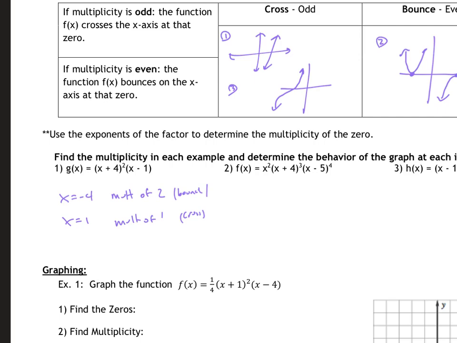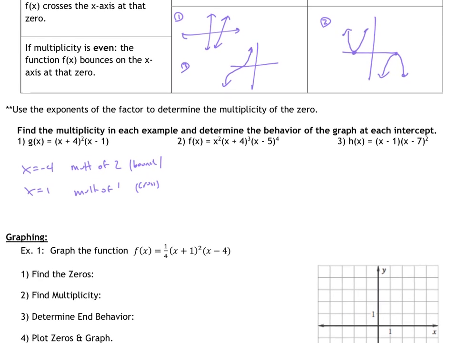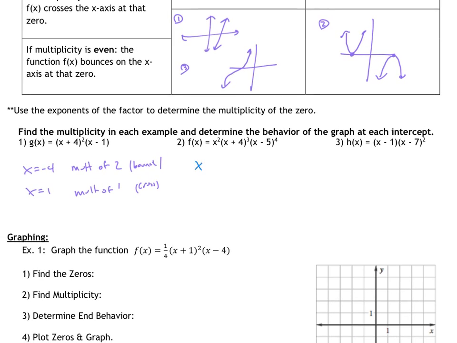Cool. All right, number 2 over here. I have x squared, so x is equal to 0. x plus 4, so x is equal to -4. I've got x minus 5, so x is equal to 5. The x squared, so x is equal to 0, has a multiplicity of 2, and it's going to bounce. x minus 4 has a multiplicity of 3, and it's going to cross. x minus 5, so x is equal to 5, has a multiplicity of 4, so it's going to bounce as well.